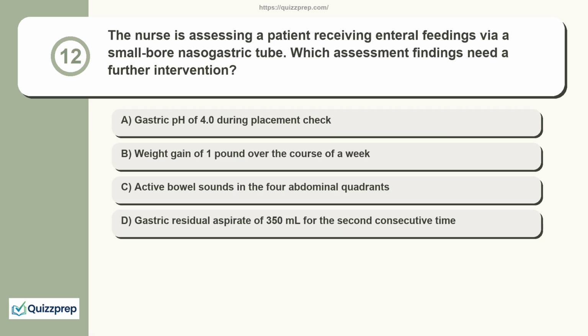Question 12. The nurse is assessing a patient receiving enteral feedings via a small-bore nasogastric tube. Which assessment findings need a further intervention? Gastric pH of 4.0 during placement check. Weight gain of 1 pound over the course of a week. Active bowel sounds in the 4 abdominal quadrants. Gastric residual aspirate of 350 ml for the second consecutive time.